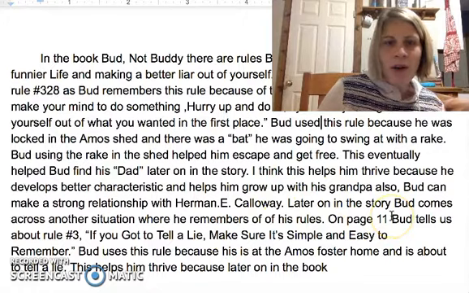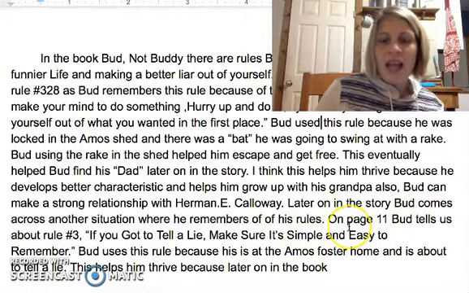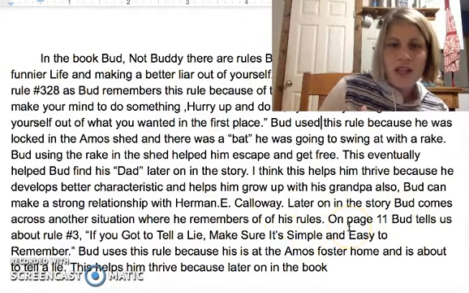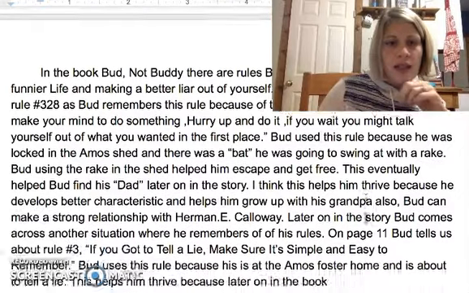Later on in the story, Bud comes across another situation where he remembers one of his rules, and now they're introducing another rule. So this should be its own paragraph. But they did a great job of explaining how Bud uses that rule.